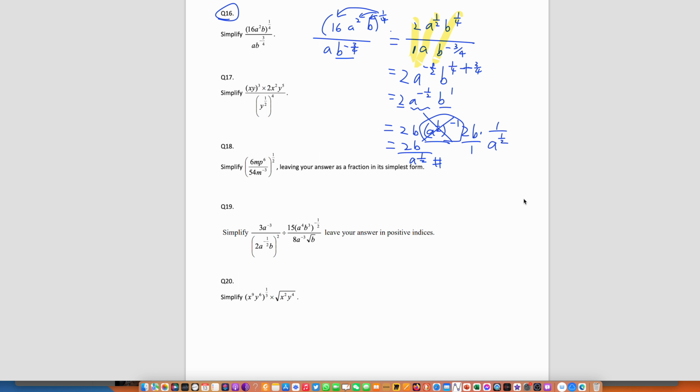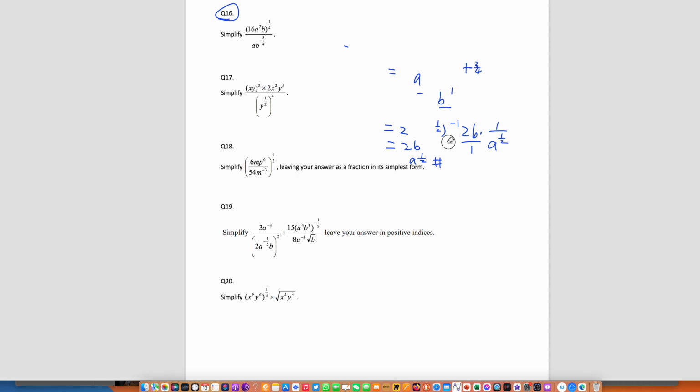17. For 17, I think 17 is much easier than 16, because there is no negative. But anyway, if you have negative, you always do the combination first. That means you combine them first. Don't do the 1/ first. You always do the 1/, or the power -1, at the last step.